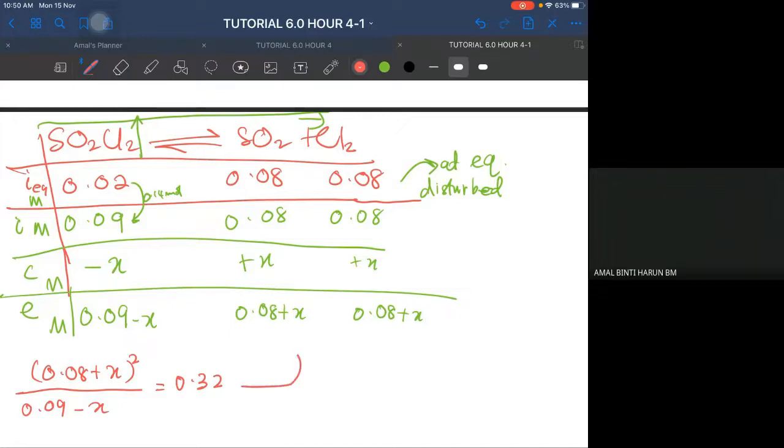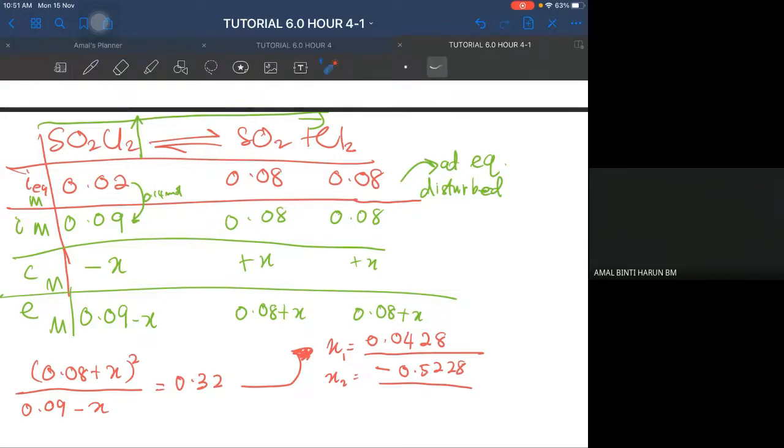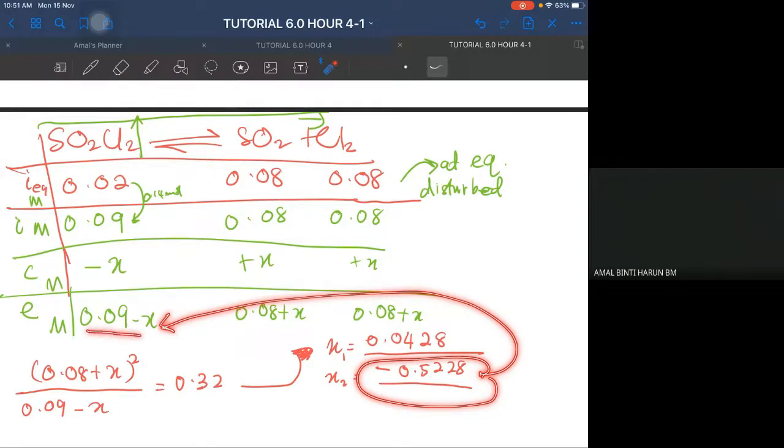Okay, kat sini x1, x2. Okay, the first x will be 0.0428. Another one is negative 0.5228. Okay, sekarang test. Okay, nak buktikan yang x tu tak betul kan, kita ambil yang negatif ni, kita substitute ke dalam ni. So 0.09 minus negative. Okay, minus is plus, right?